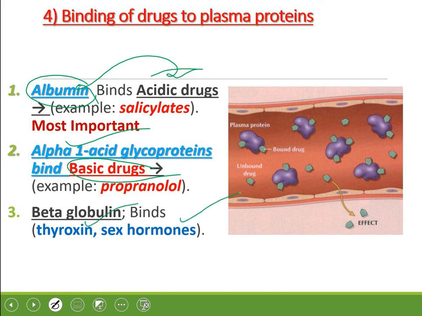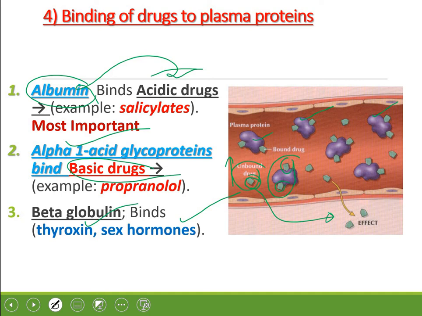Now, on the right side, you see this is a plasma protein, and the drugs have been shown in green. This is unbound drug, and this is bound drug. You see, this is bound drug, and it is the free drug that gives you the pharmacological response.